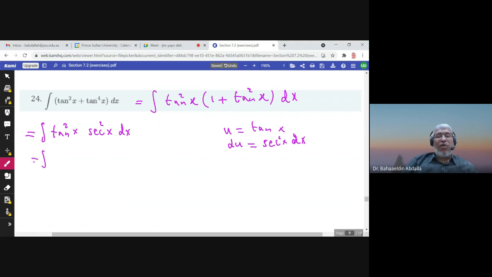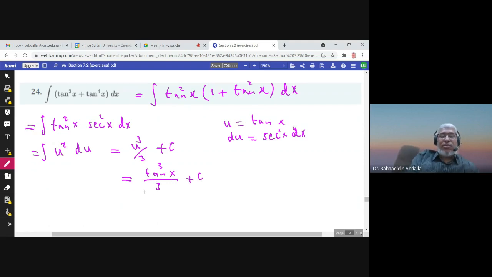So this integral would be tan square would be u square du. Wow. Continue. u cubed over 3 plus c. And what is u? tan. So tan cube x over 3 plus c. That's the answer.